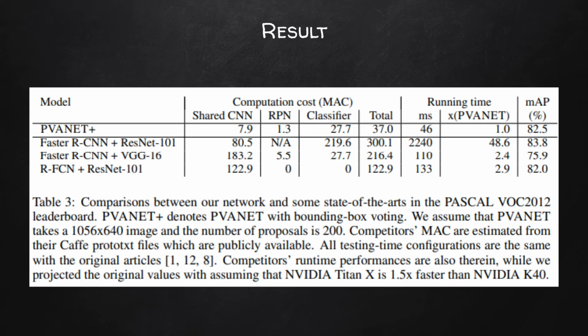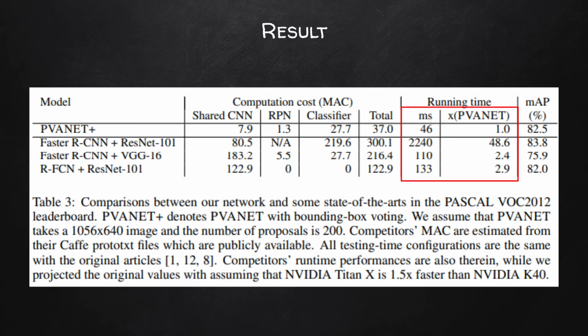Now, this table shows the performance of PVANet on the Pascal VOC 2012 dataset. As described in the table, PVANet Plus is a model with bounding box voting. The model takes 156 by 640 image and makes 200 proposals. The shared CNN's computational cost of the PVANet, as we can see here in the table, is much lighter when compared to the models with ResNet and VGGNet.